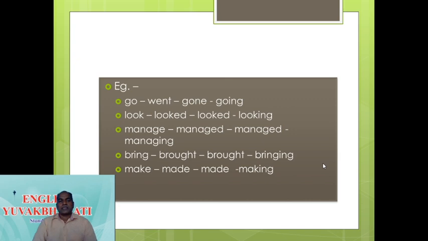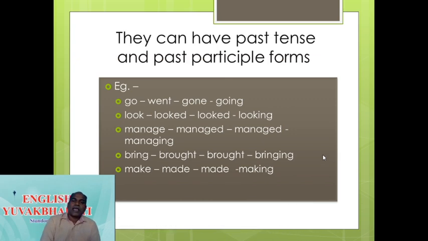In the next slide, they can have past tense and past participle forms. Past tense and past participle forms are very important in making different kinds of sentences, for telling different kinds of situations. Example: I go, in the past I went. In the present perfect, I have gone, he has gone.